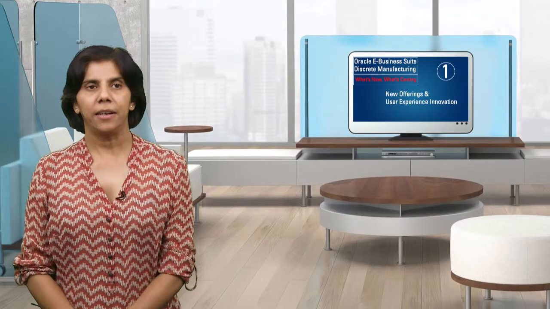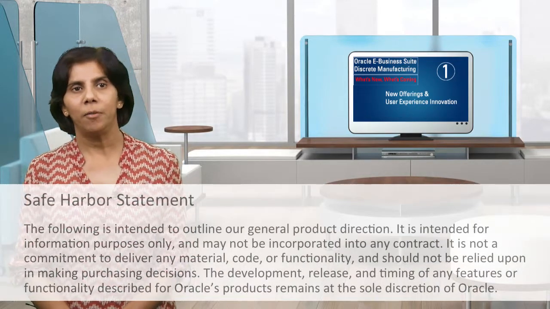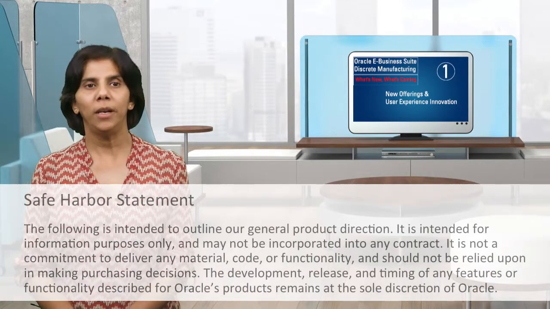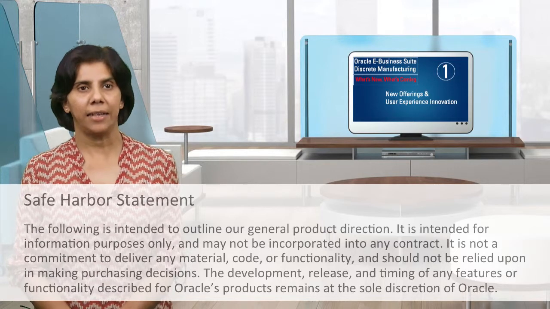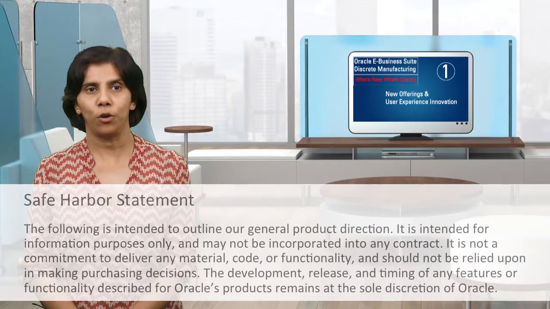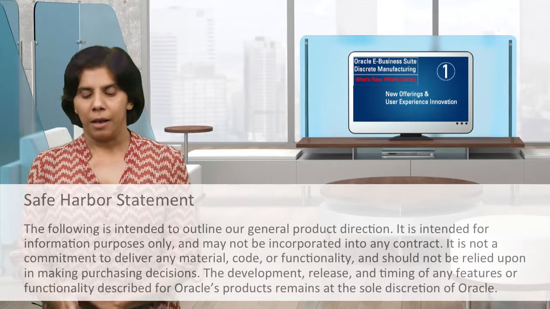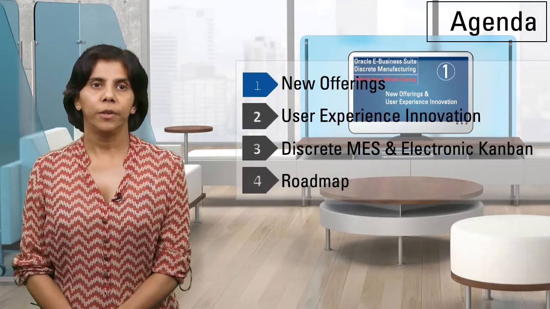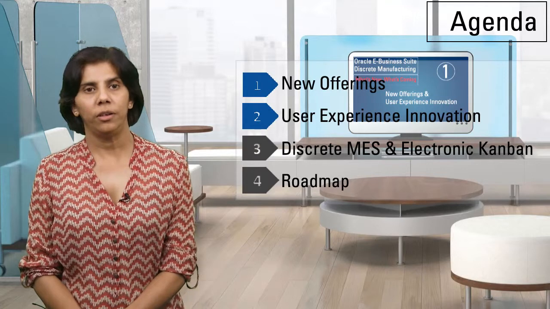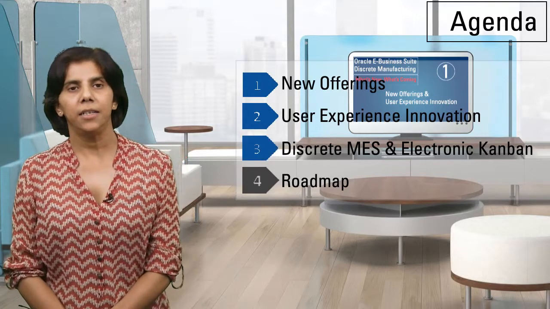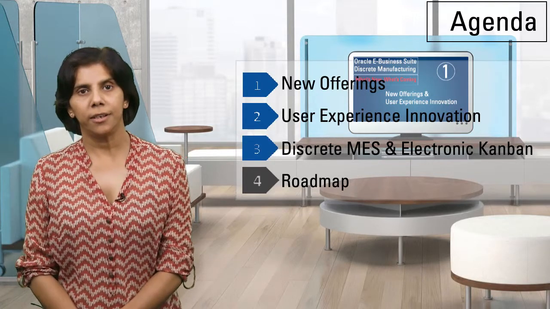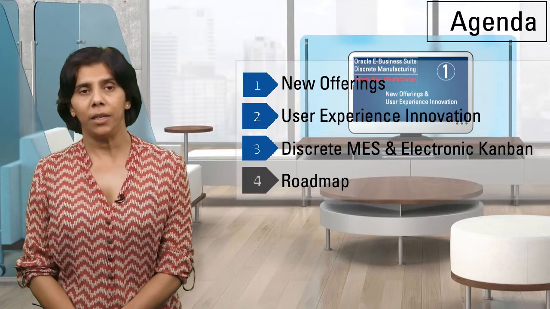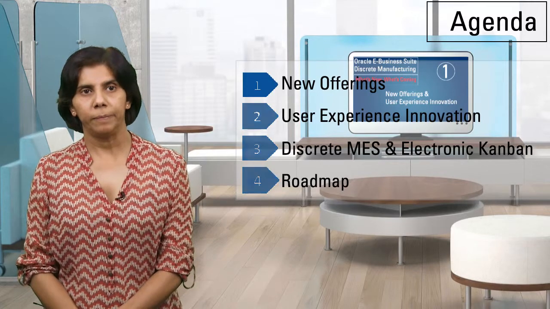So let's get started. I'll start with the safe harbor statement because we will be discussing what is on our radar next, some of the planned capabilities also. So we will be discussing new offerings, user experience innovation, enhancements in the discrete manufacturing execution system and electronic Kanban capabilities, and our roadmap.